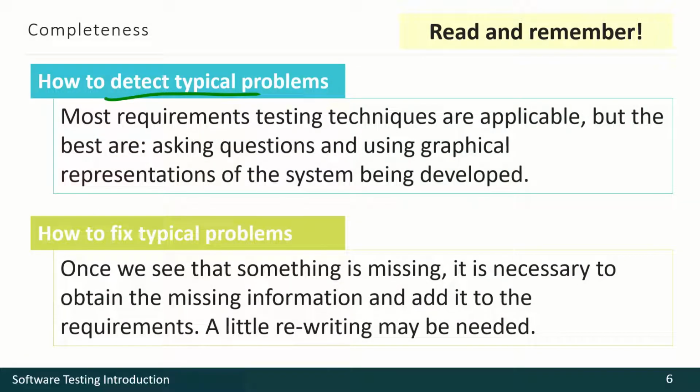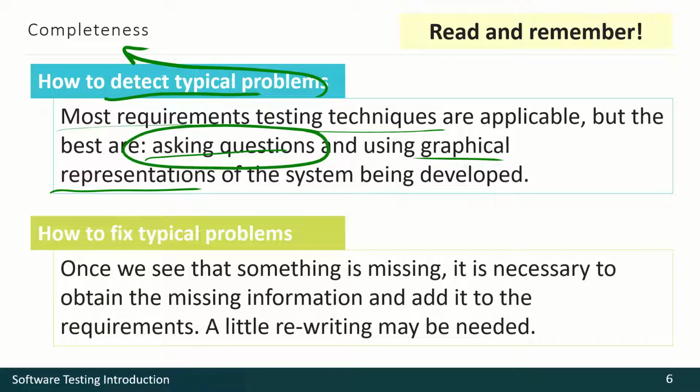So how to detect typical problems with completeness? Most requirement analysis techniques are good, and we shall speak about those techniques in a couple of videos. But usually asking questions and graphical representations are the best. We shall get more information, and while using some graphical approach, we may see on some schema that something is missing, something doesn't fit, and so on.